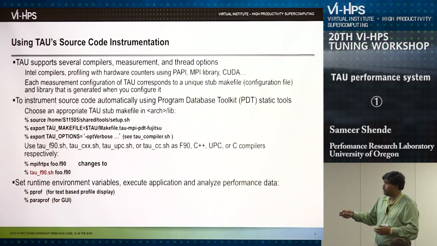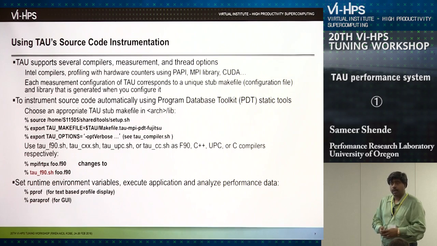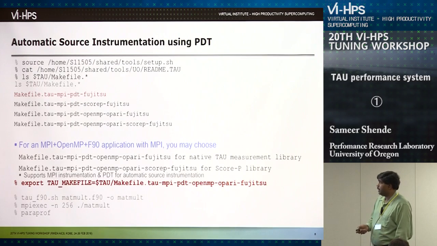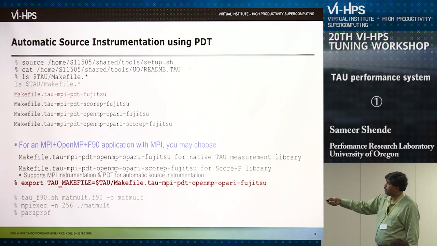Here, you do not need to change anything in the source code, mind you. You just set some environment variables and change the name of the compiler. Okay, you can compile the code this way. If you source this setup.sh, you can see that this $tau gets defined.